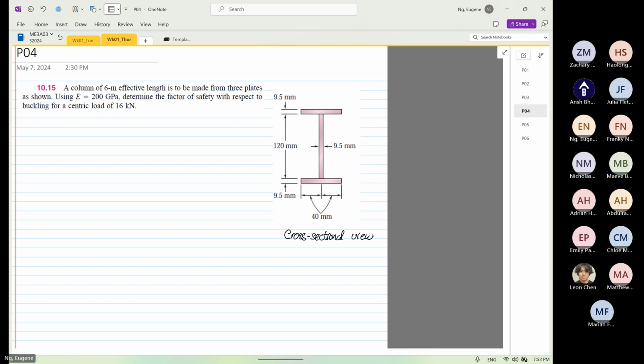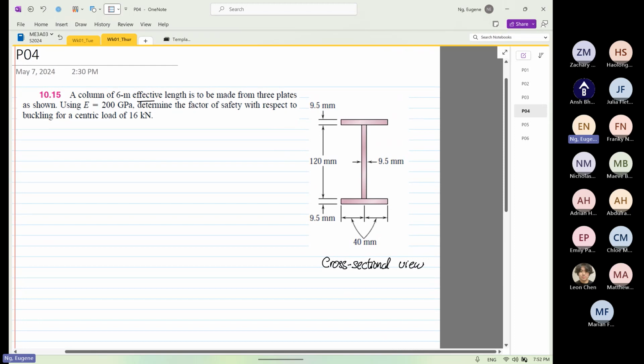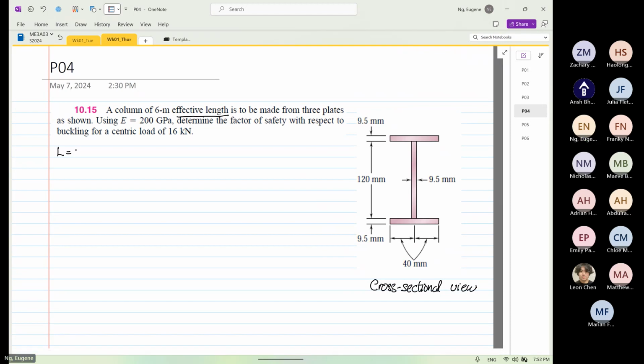Okay, this is a cross-sectional view. It states that the effective length, and I want you to get used to this term, effective length, L over here is 6 meters. It's made out of 3 plates as shown, and E is equal to 200 times 10 to the power 9 Pascal. So that is given to us.